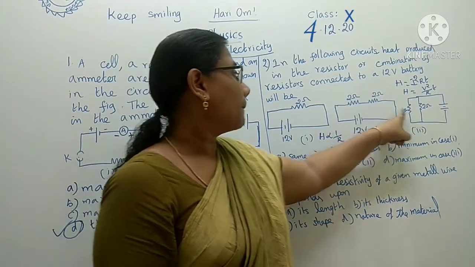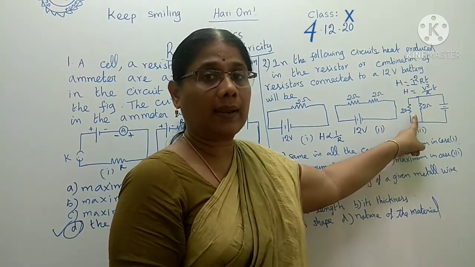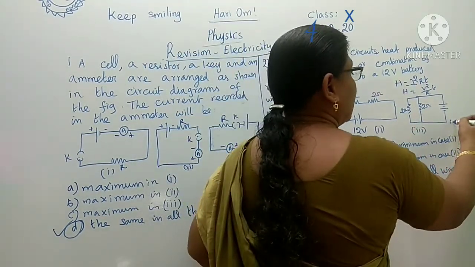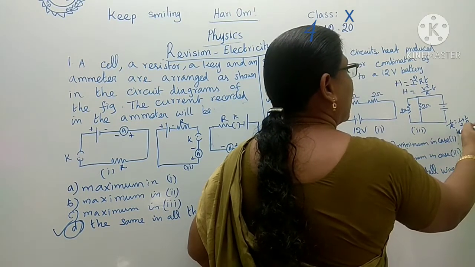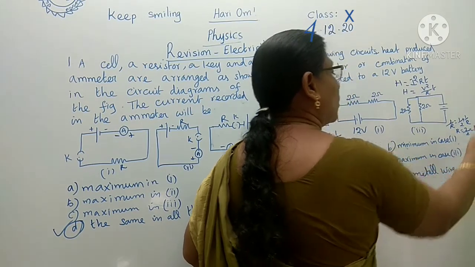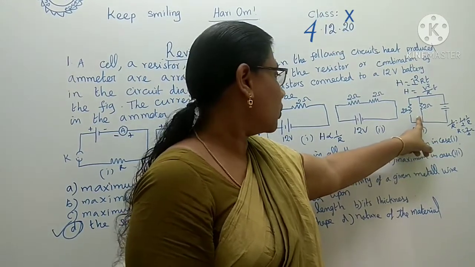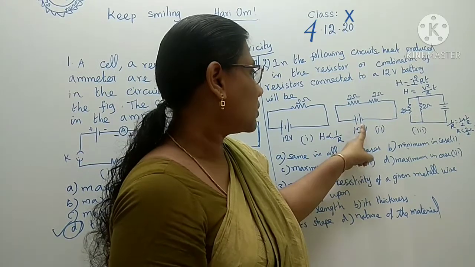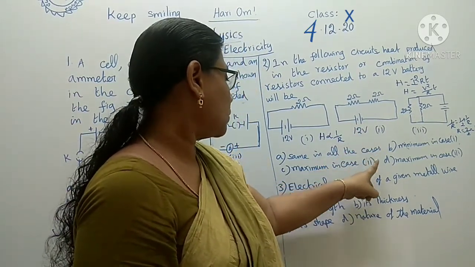Then here two resistors are connected in parallel. So what will we get? The resultant resistance: 1 by R is equal to 1 by 2 plus 1 by 2. So R is equal to 2 by 2, that is equal to 1 ohm. So here the resistance is 1 ohm. The resistance is small here, and greater resistance in the circuit means minimum heat. So in case 2, it should be minimum.